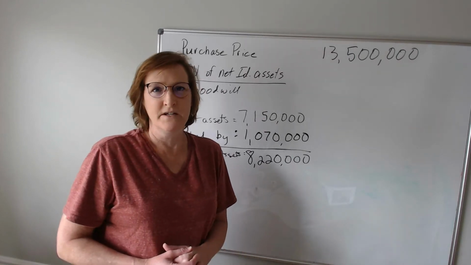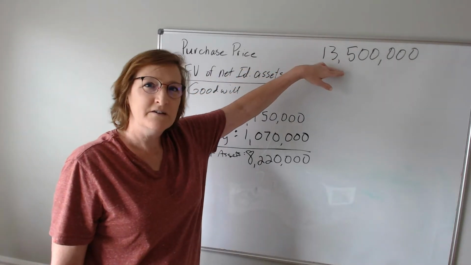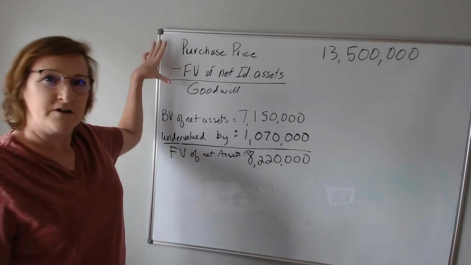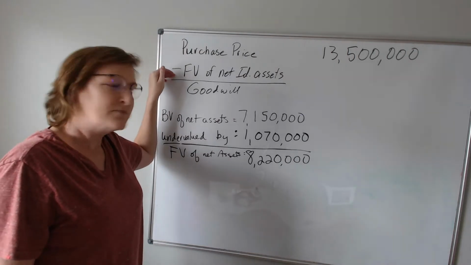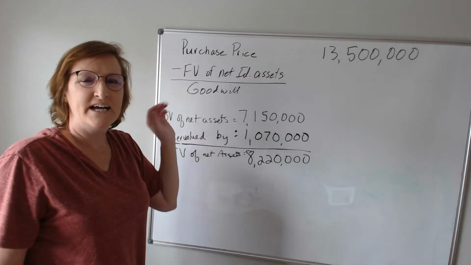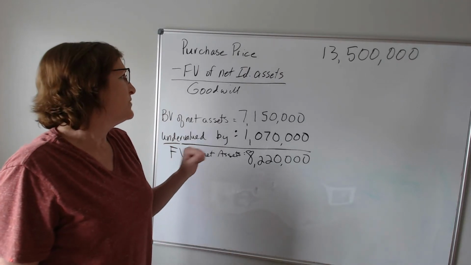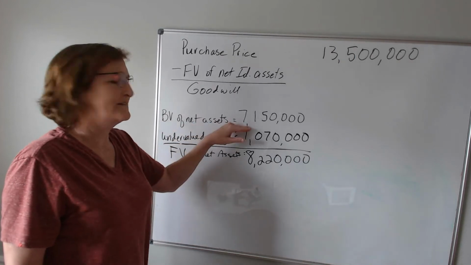In this case, we're given the purchase price of $13,500,000. Now, here's our formula for goodwill. We take our purchase price and subtract out the fair value of the net identifiable assets. What we're given in this problem is the book value of the net assets.